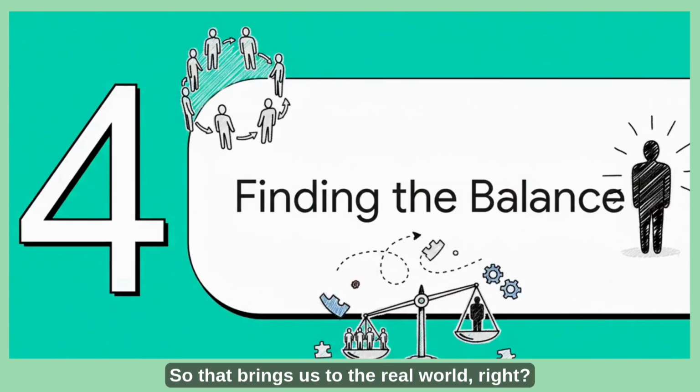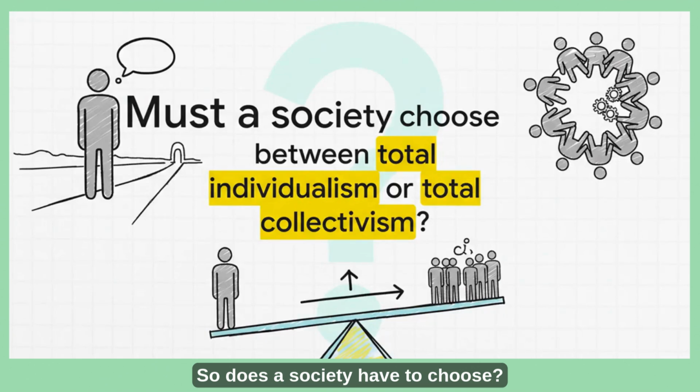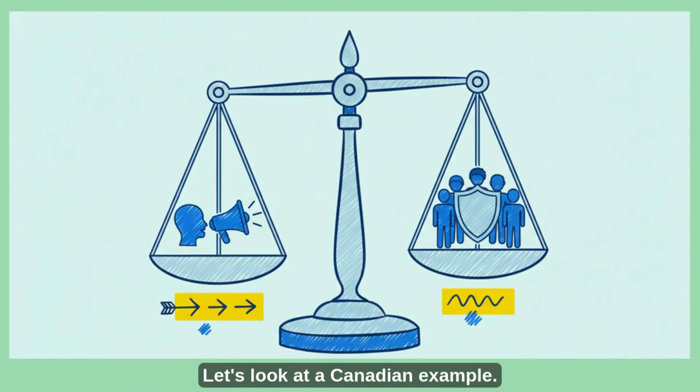So that brings us to the real world, right? Where things are almost never black and white, 100% one thing or the other. So does a society have to choose? Is it either total individualism or total collectivism? Well, for most places, the answer is no, not at all. It's all about finding a balance. Let's look at a Canadian example.